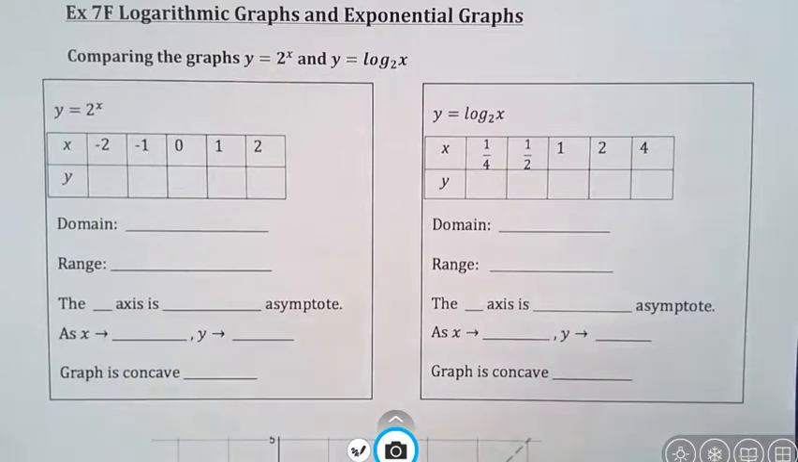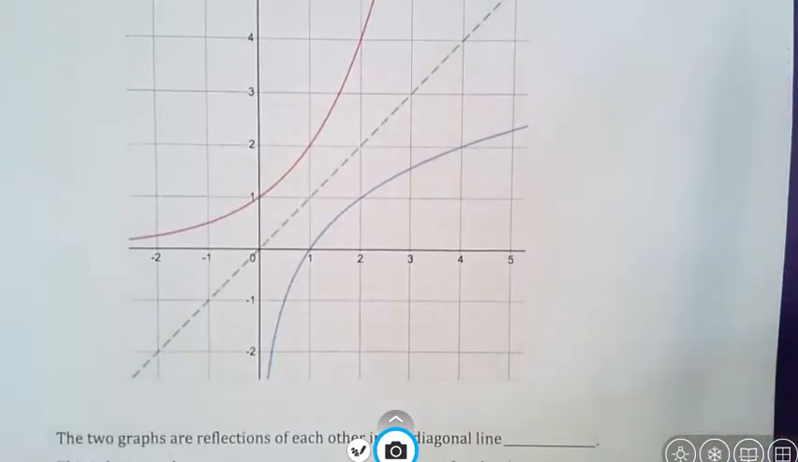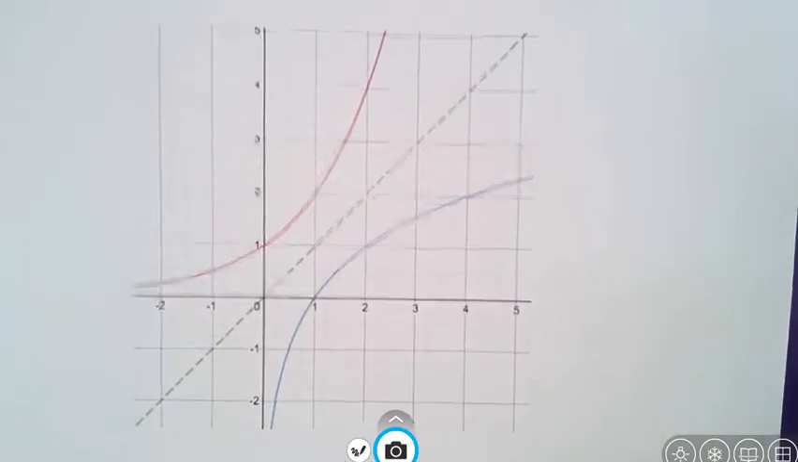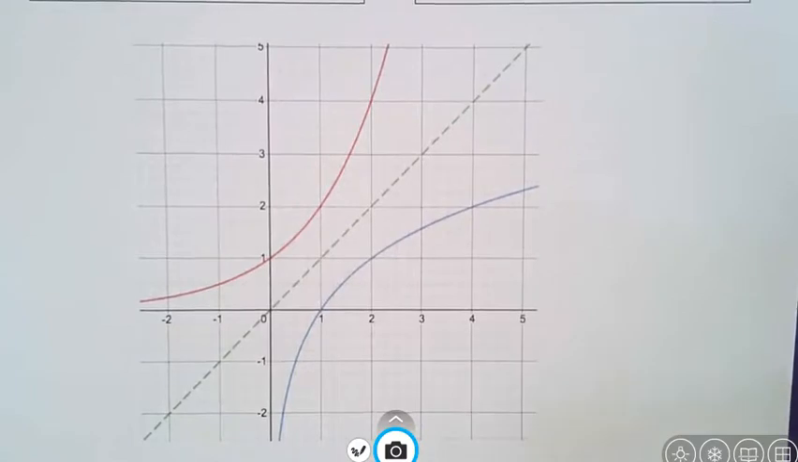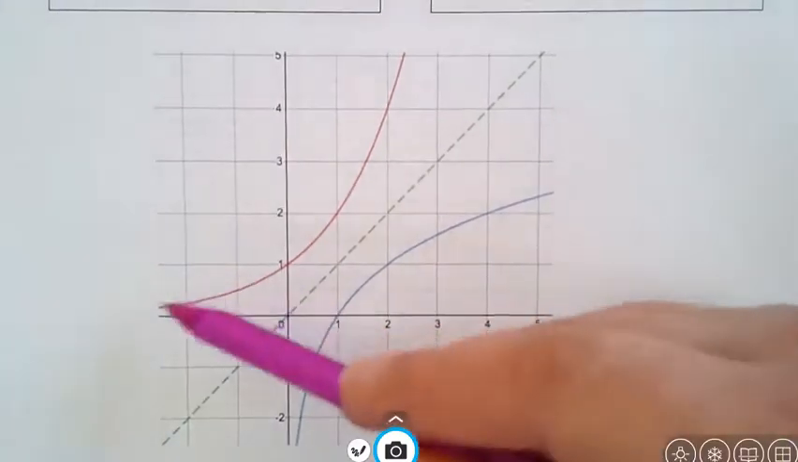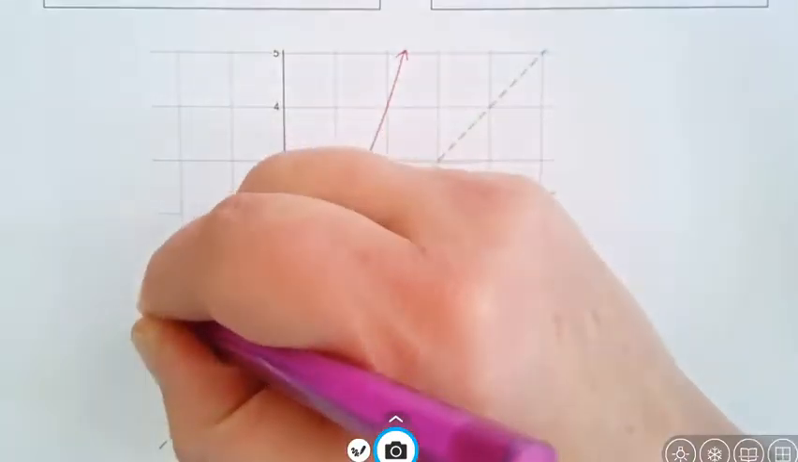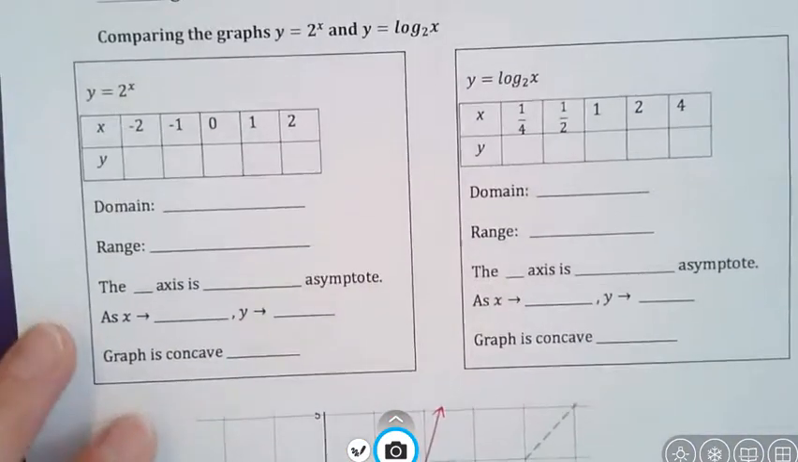Okay, so if you had to look at the red or the blue graph, which one would you think is 2 to the power of x? Anyone? The red or the blue one? It is the red one. So the exponential functions go like that. You might want to put arrows on the ends of them as well. But let's have a look.